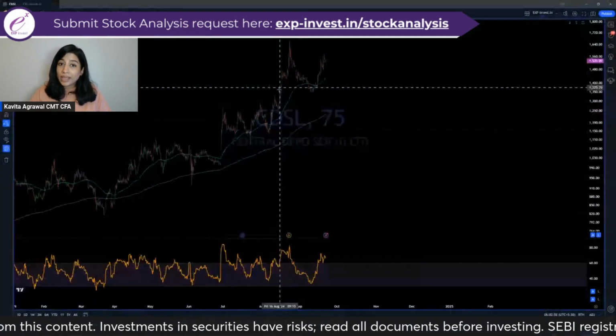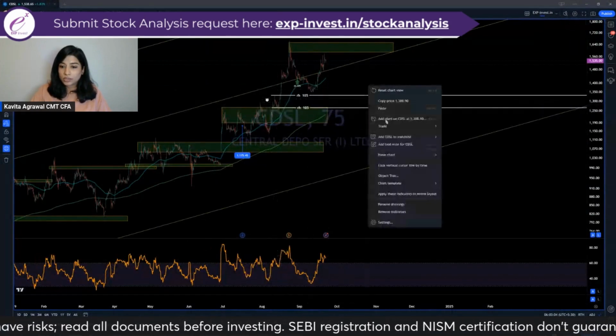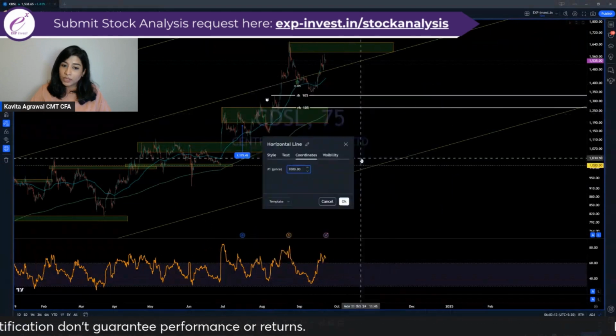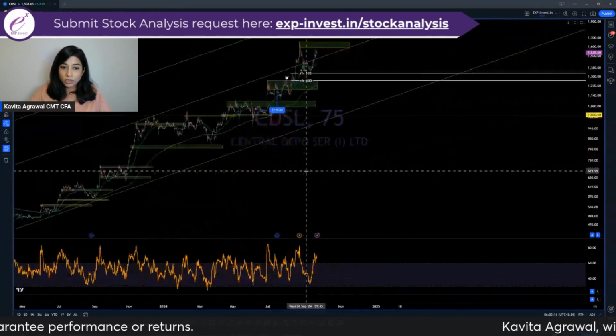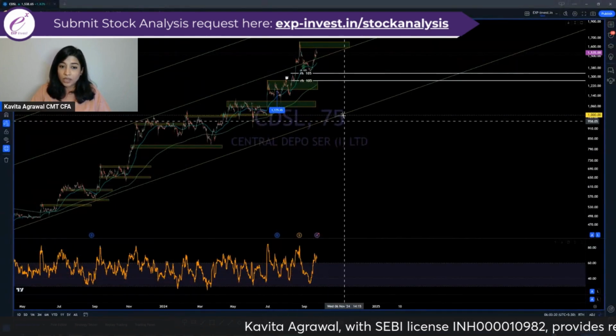Next stock that we are looking at is CDSL for Sham. Your cost price here is 1000. Okay, so you are in pretty good profits on the stock and the underlying trend on the stock is also very strong.